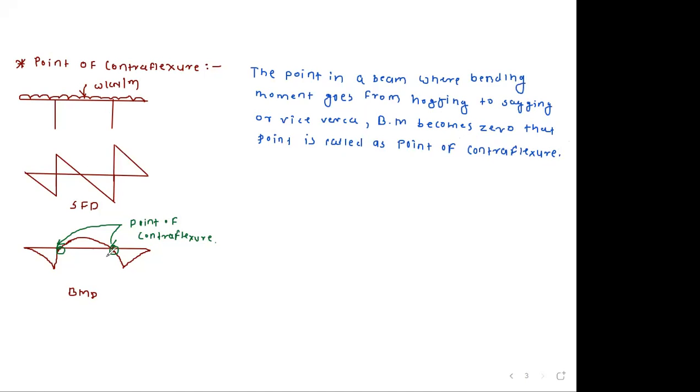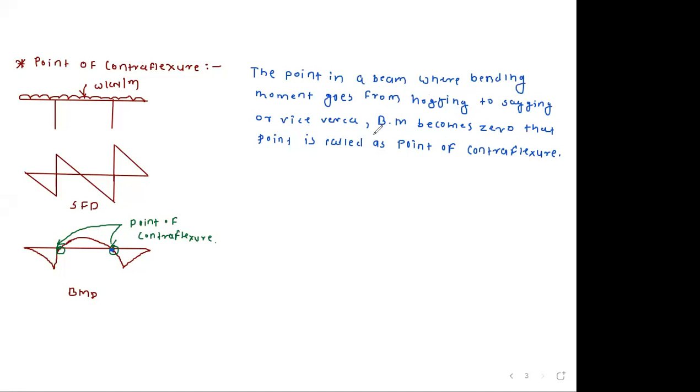You observe here, at this point, bending moment changes sign from negative to positive. That means hogging to sagging. Or you observe here, up to this point sagging nature will be there, after that hogging. That means bending moment changes sign from hogging to sagging or sagging to hogging. And at this particular point, the value of bending moment is 0. This point is called as point of contraflexure.